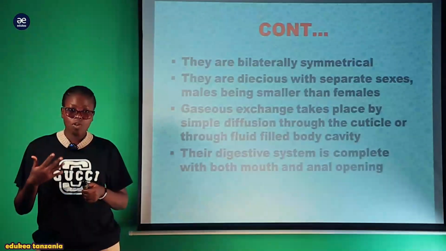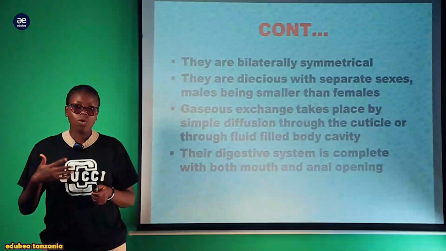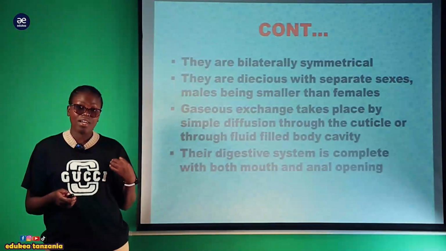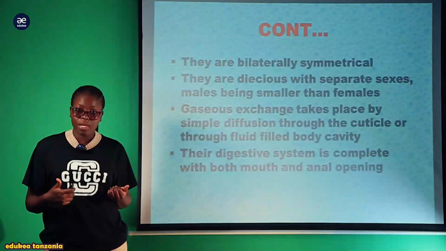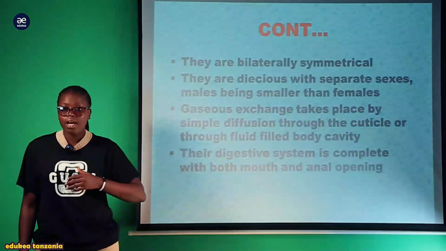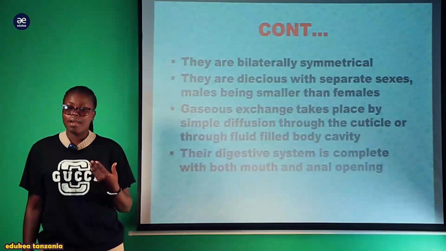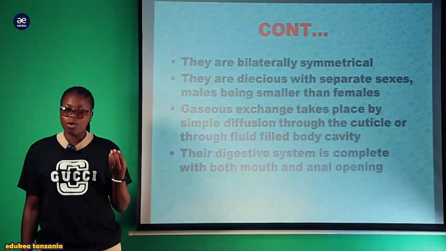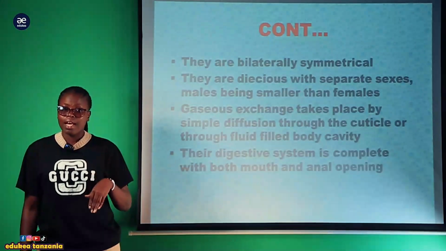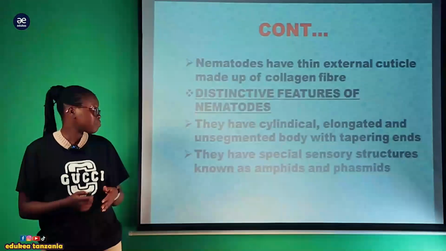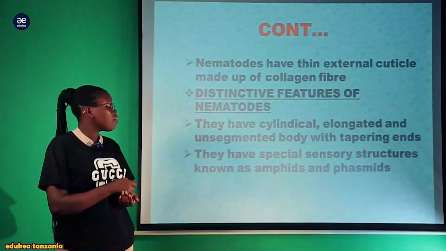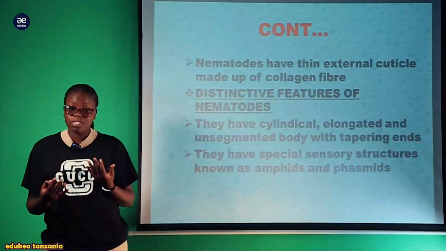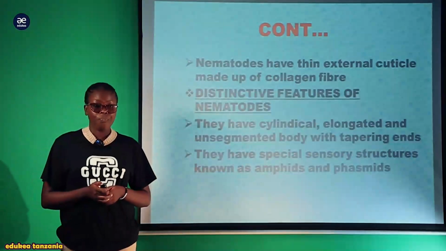You have to note that as you move from one phylum to another there is advancement. These members are not like the liver flukes, which have a single opening. They have a complete digestive system, with a mouth for ingestion, taking in food, and an anus for egestion. Likewise, nematodes have a thin external cuticle made up of collagen fiber, for protection and maintenance of their shape.